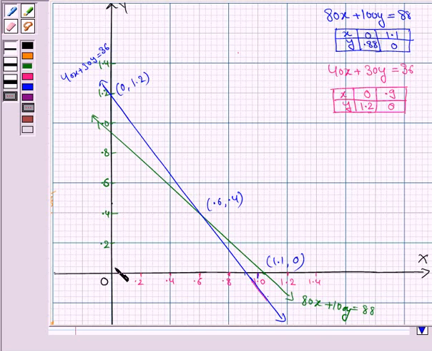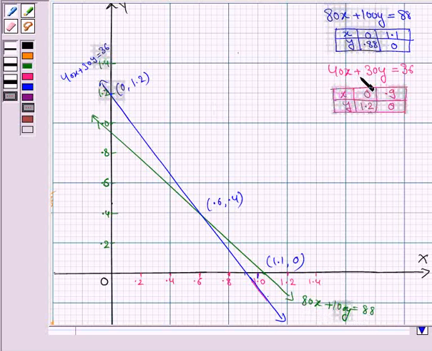Now the point 0, 0 does not lie on this line. And we see that if x is 0 and y is 0, then the inequality becomes 0 plus 0 greater than or equal to 88. That means 0, 0 does not satisfy this inequality. So we'll shade the region which does not contain the point 0, 0, for the inequality 80x plus 100y greater than or equal to 88.